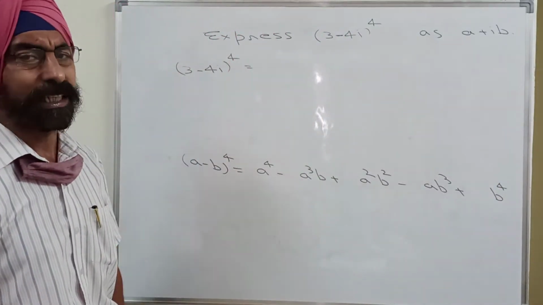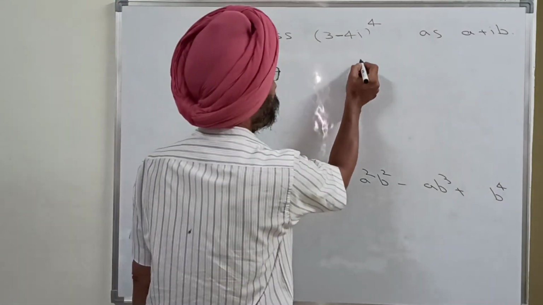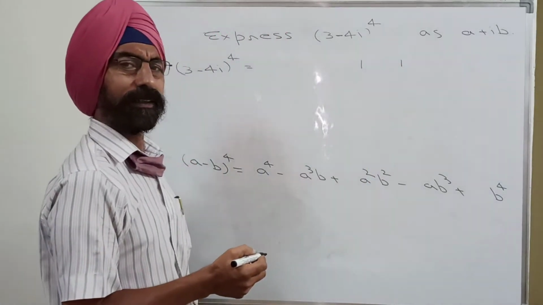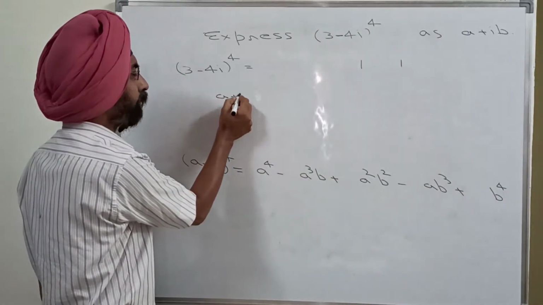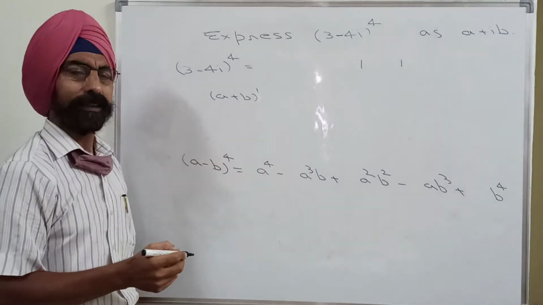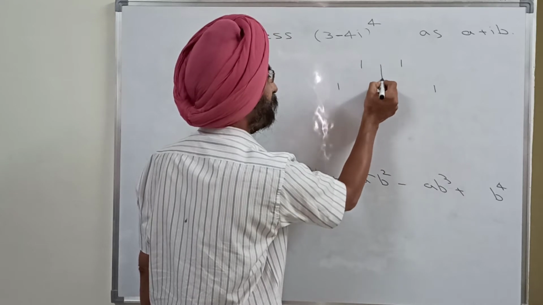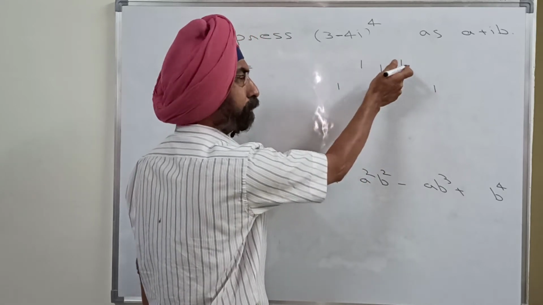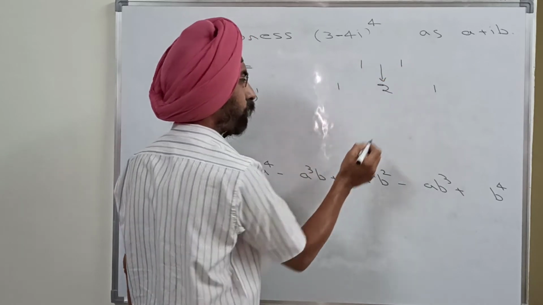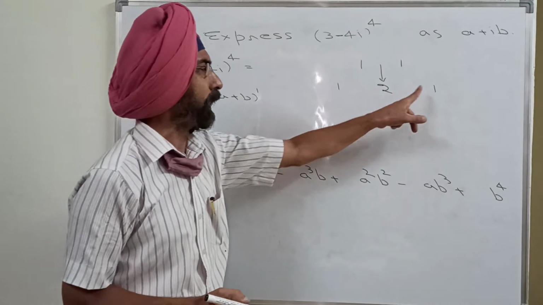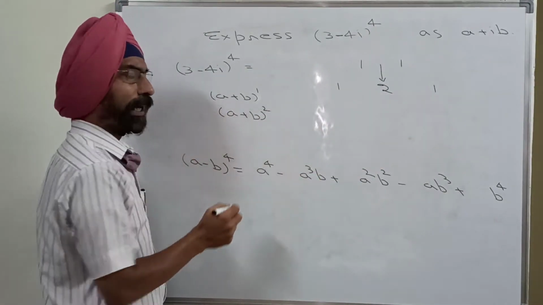but still the coefficients are missing. So for coefficients, I'll go to this 1, 1. These are the coefficients in (a + b) power 1. Then I'll write 1, 1. I'll write below, in the middle of these two ones, the sum of these two, 1 plus 1, that is 2. So these are the coefficients, 1, 2 and 1. These are the coefficients for (a + b) square.